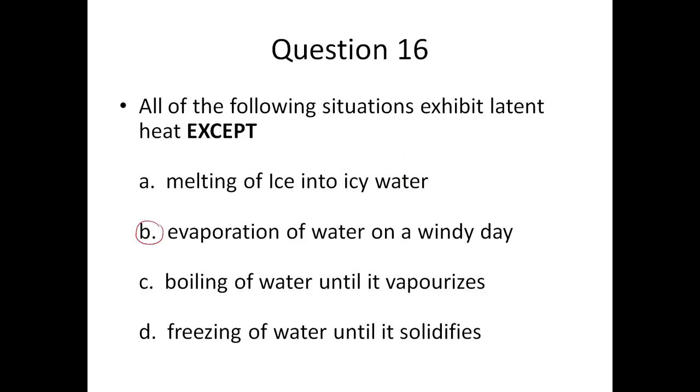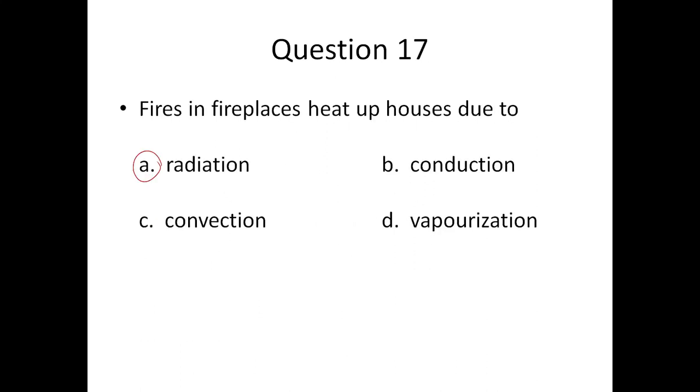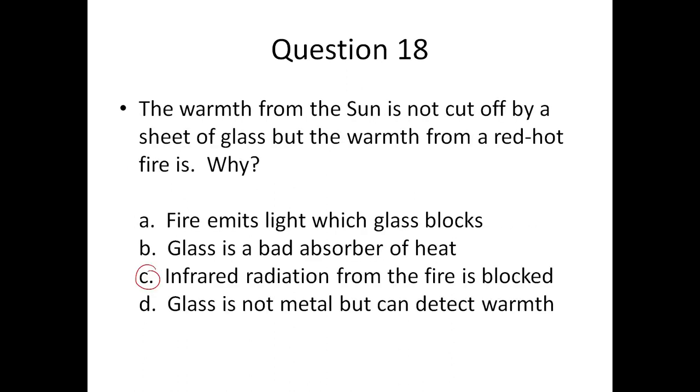Question 16. All of the following situations exhibit latent heat except B, evaporation of water on a windy day. So why this is the best answer is because evaporation can happen at any temperature. So I picked the best answer. Question 17. Fires in fireplaces heat up houses due to A, radiation. Question 18. The warmth from the sun is not cut off by a sheet of glass, but the warmth from a red-hot fire is. Why? Correct, C. Infrared radiation from the fire is blocked.